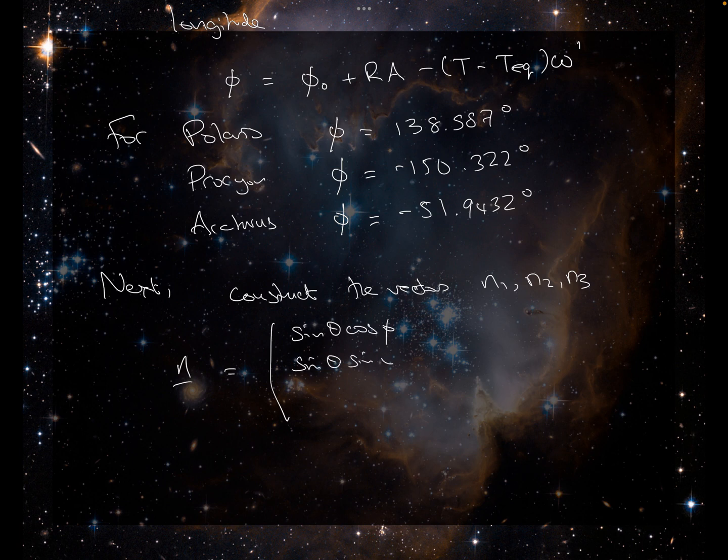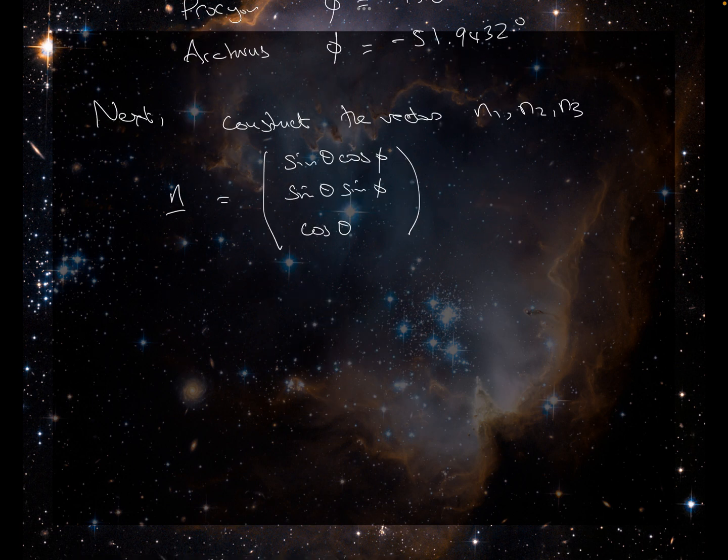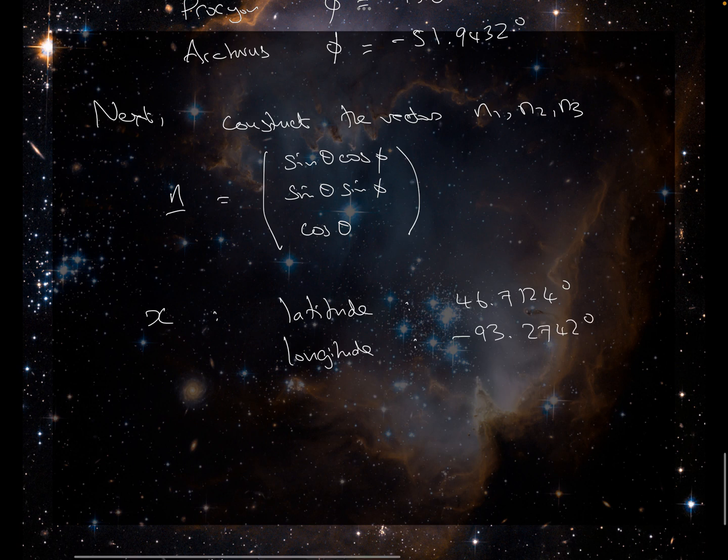Next, construct the vectors n1, n2, n3 using n is (sine theta cos phi, sine theta sine phi, cos theta), our standard spherical polar coordinate expression. From this, we can apply the formula that we derived earlier on, and we find that the location of the observer has a latitude of 46.7124 degrees and a longitude of minus 93.2742 degrees.